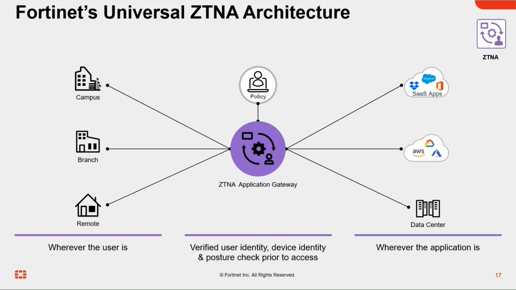Going through what we call the application gateway. And that application gateway is once again a FortiGate firewall, essentially checking the posture, getting the threat intelligence telemetry, the telemetry of that device, and then making an intelligent decision to see if that device, that user, is allowed to access that application.